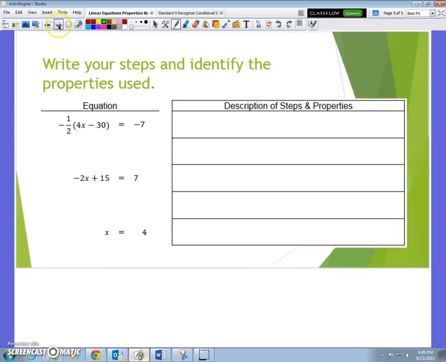Alright, so I just want to do one more with you. Once again, we're going to start out with the given problem, which is just the original, and I'm going to go ahead and distribute. So I'm going to take this times both parts. I'm going to take negative 1/2 times 4x. Half of 4 is 2. Negative 2x. Negative times a negative is a positive, so I'm going to say plus 15 equals negative 7. Ooh, see here, is that right? Yes, I think that negative 7 got left off there. So that was the distributive property.